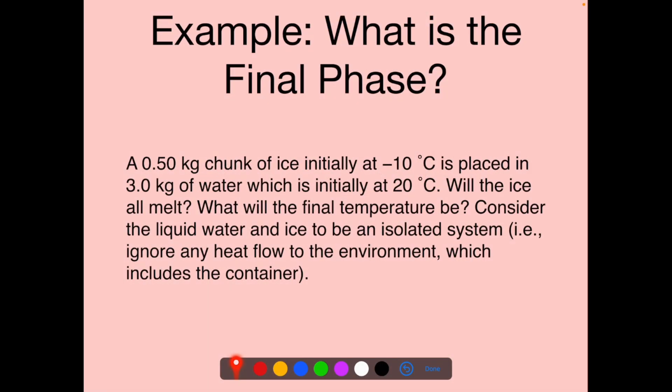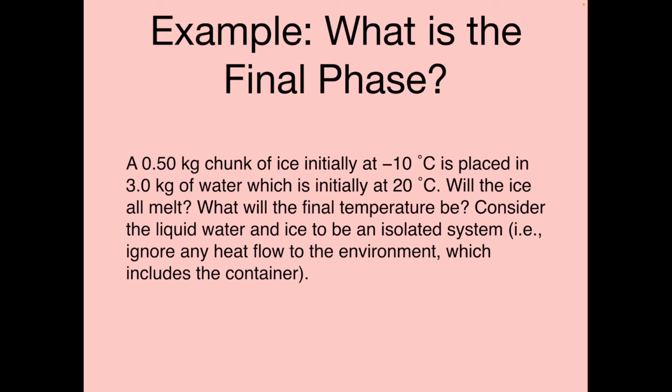So let's check out another example. Here we have a 0.5 kilogram chunk of ice, which is initially at negative 10 degrees Celsius. We take that chunk of ice and we place it in 3 kilograms of water, and that water is initially at 20 degrees Celsius. So the question is, will all of the ice melt? Yes or no? And then also, what will the final temperature of this system be? So when the ice and water reach equilibrium, what is that final temperature?